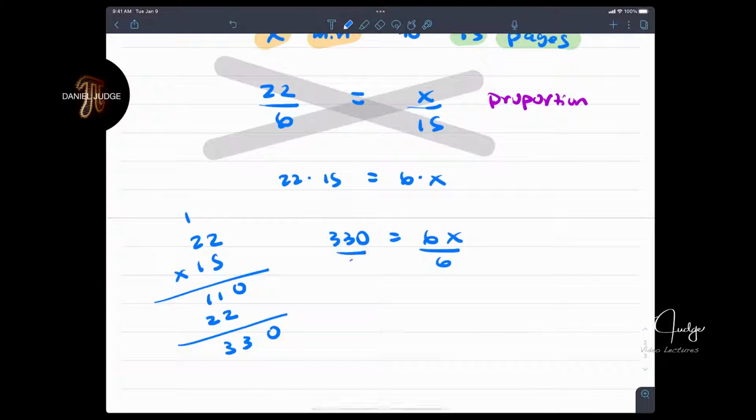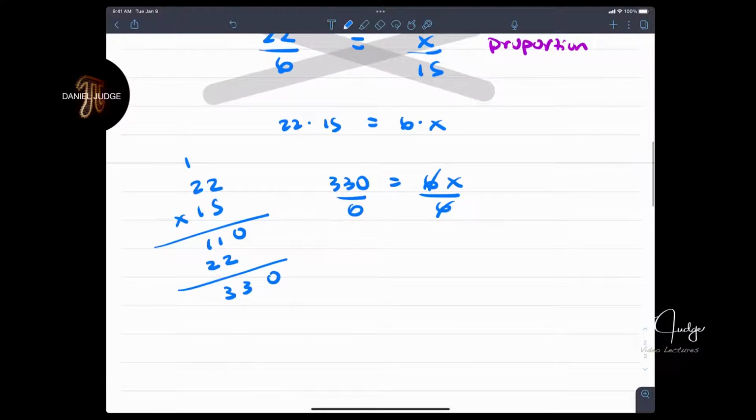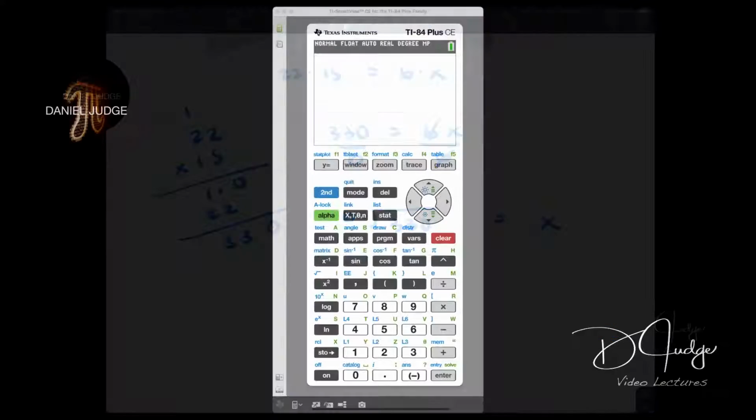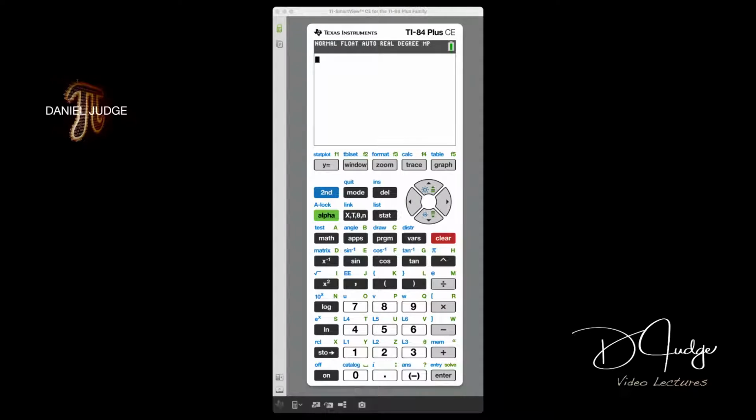Solving for x, we divide both sides by 6. Now, we need to know what 6 going into 330 is. I can do it by hand, or, since we're allowed, we could use the calculator and say 330 divided by 6, I apologize, is 55.